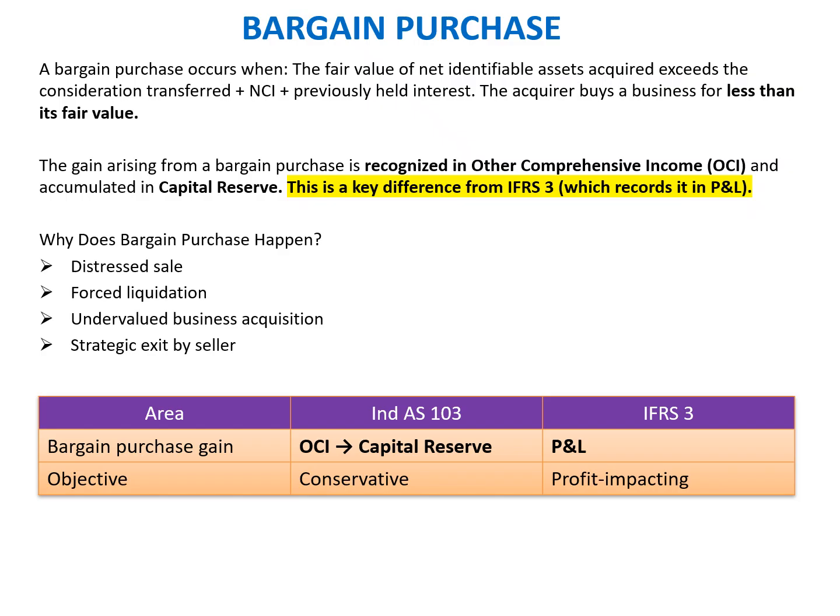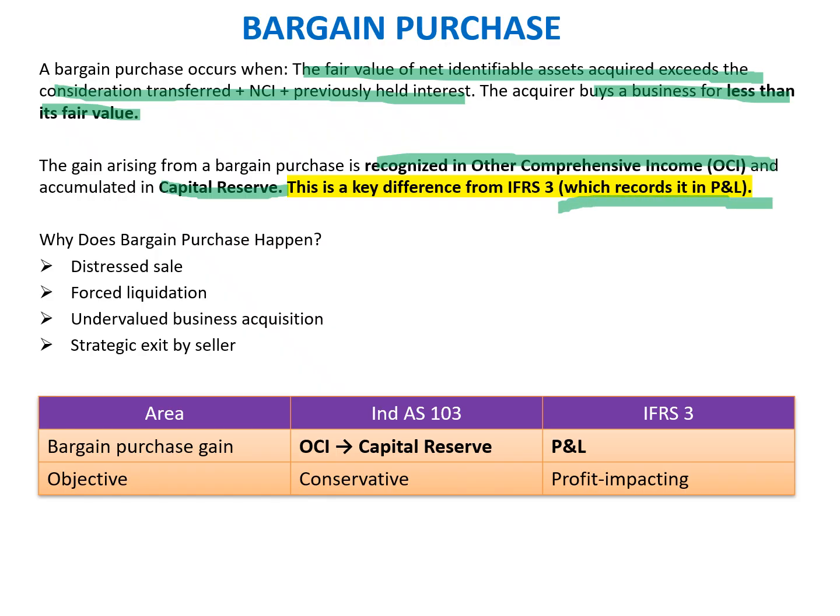A bargain purchase occurs when the fair value of the net identifiable assets exceeds the consideration transferred, the NCI, or the previously held interest. The acquirer buys a business for less than the fair value. The gain arising from the bargain purchase is recognized in other comprehensive income and accumulated in the capital reserve. This is a key difference from IFRS, because in IFRS this is done through the profit and loss account. So this is one of the key differences when we compare to IFRS 3.